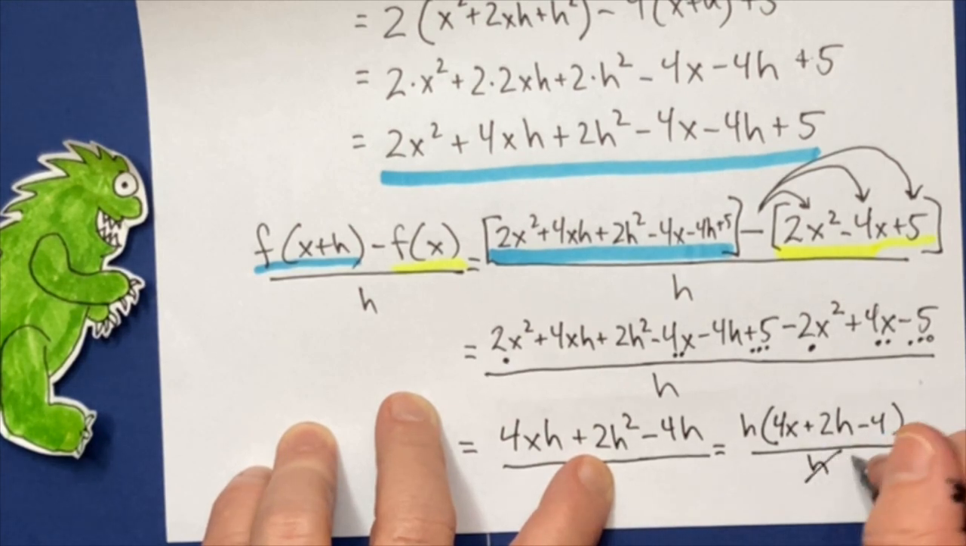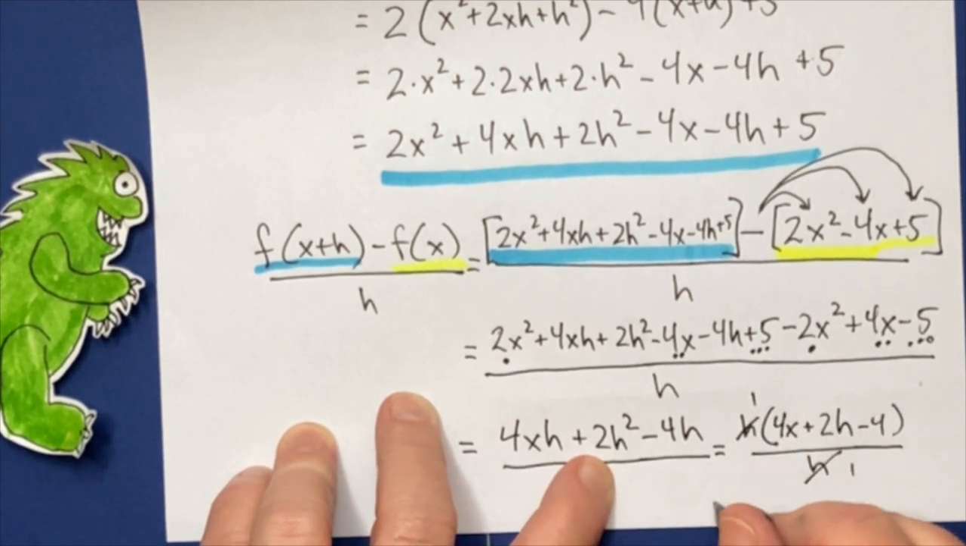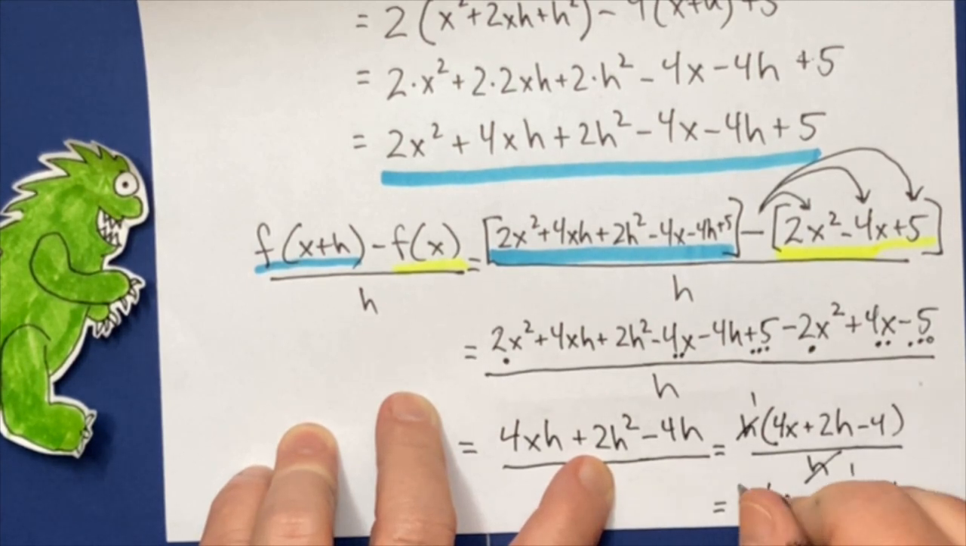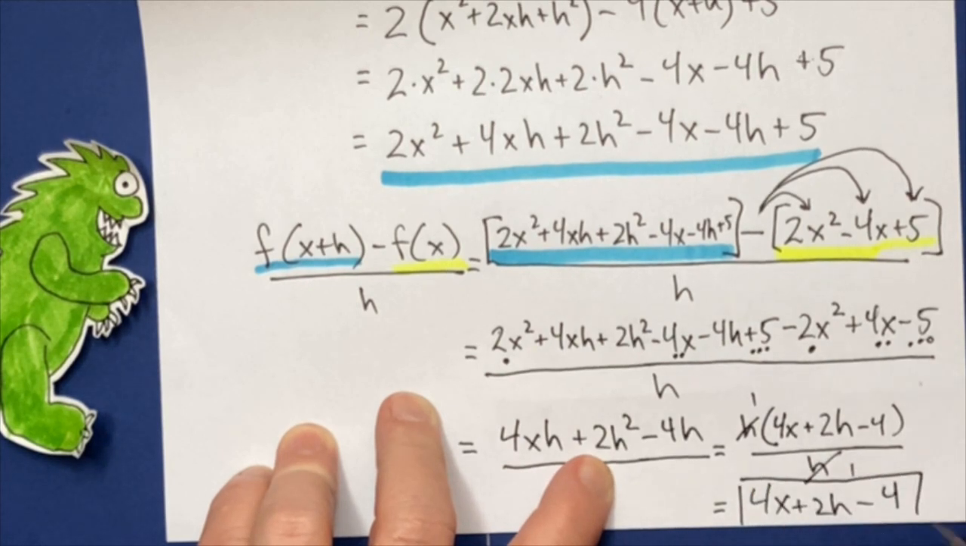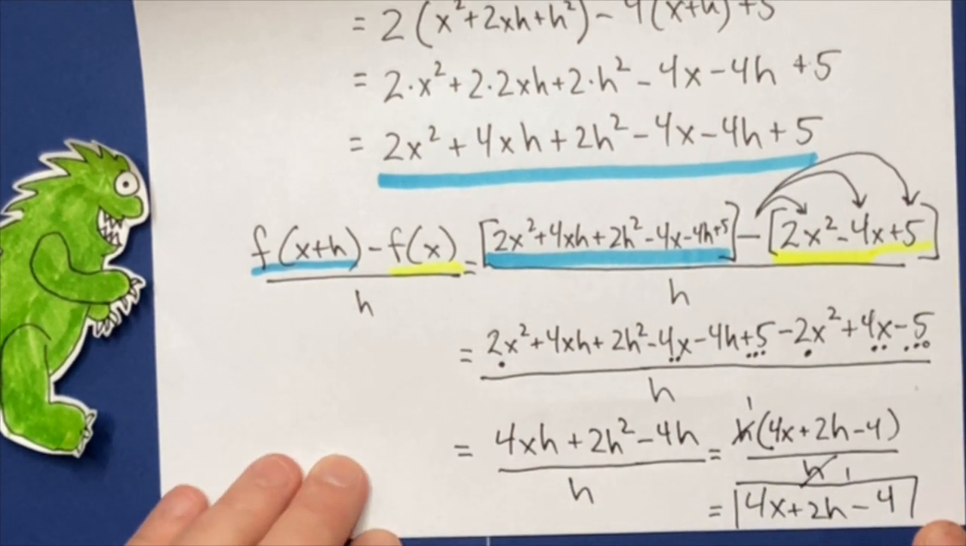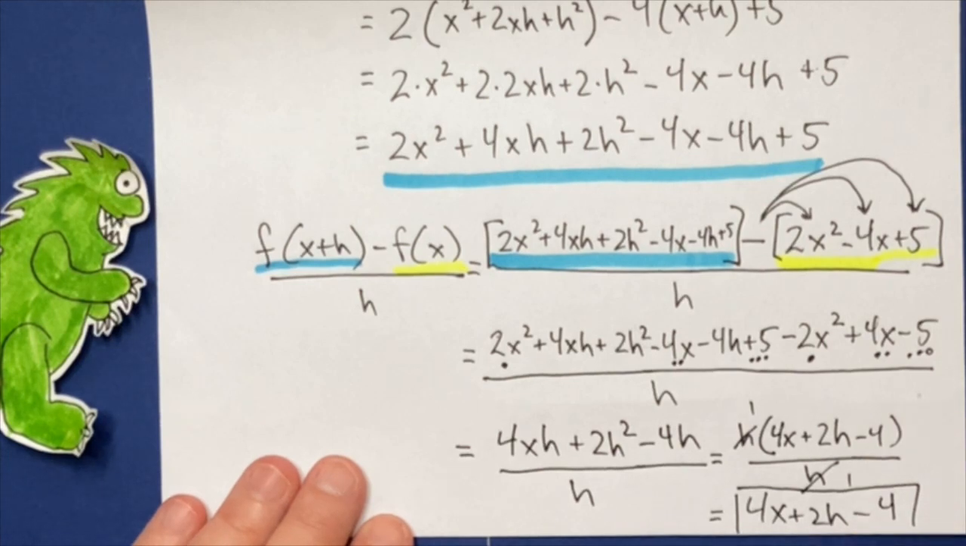And then I can cancel the h's and end up with 4x plus 2h minus 4, which is spitting distance from the derivative. Basically, that, if I cover up the h that's left, that's the derivative. We have basically just done calculus. It's pretty cool. Okay, that was a lot.